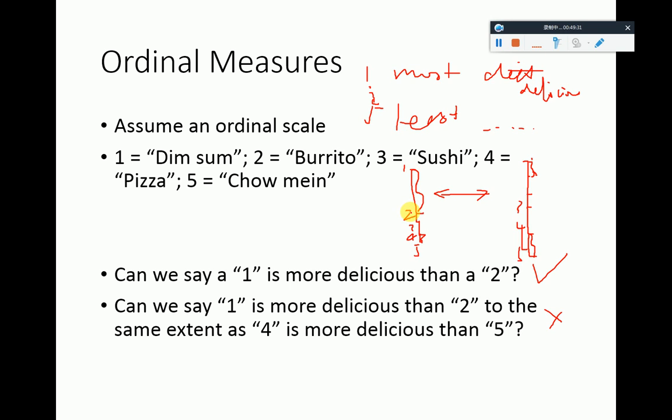Both scales satisfy our designation here: 1 is better than 2, 2 better than 3, 3 better than 4, 4 better than 5. But we can specify other details such that these two scales actually mean very different things. And that's why we cannot say with an ordinal scale that 1 is better than 2 to the same extent as 4 is better than 5. I hope this makes sense. Cannot, that's the answer.